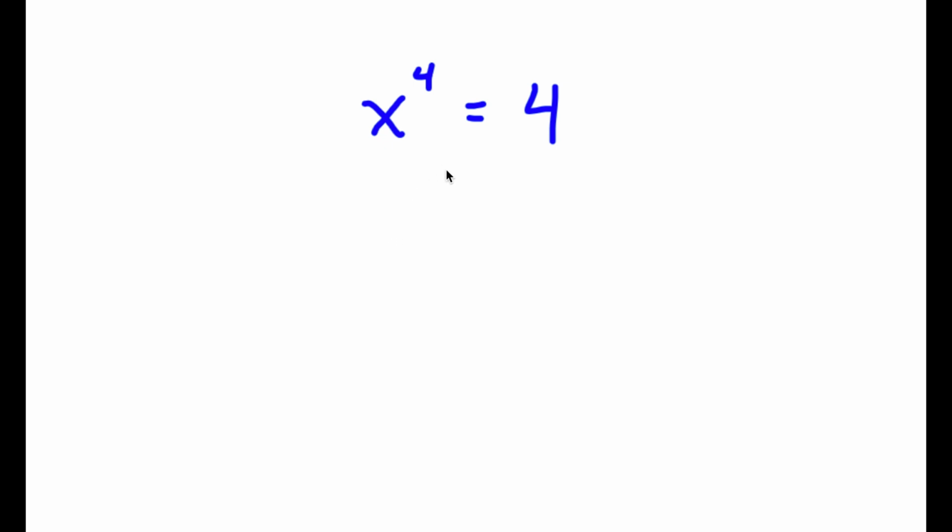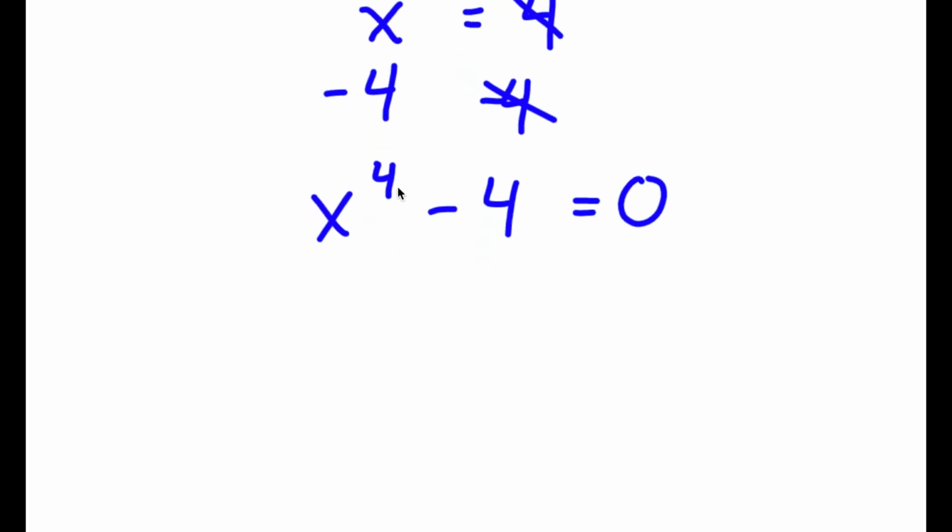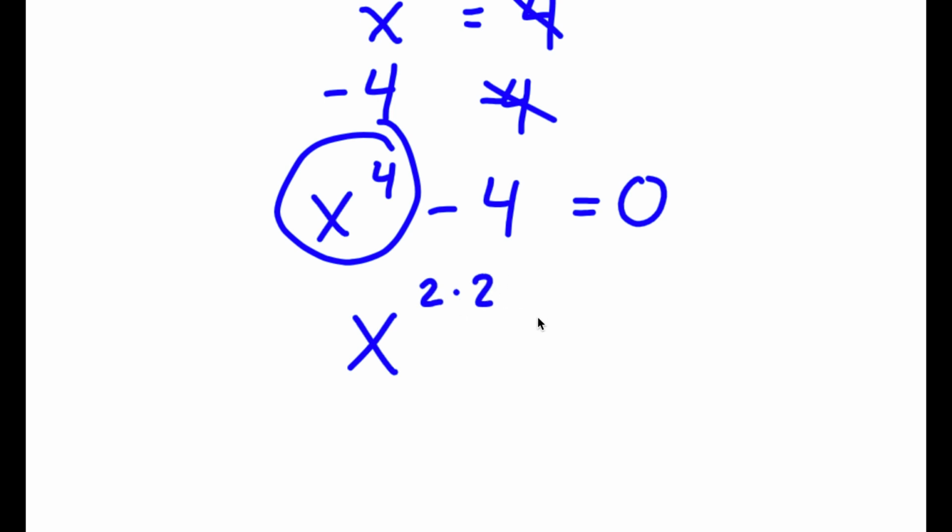All right, so in this problem, I have x to the power of 4 is equal to 4. So to solve this, I'm going to first start by subtracting 4 on both sides. So then these two cancel out, and now I have x to the power of 4 minus 4 is equal to 0. Now, I'm going to rewrite x to the power of 4 here as x to the power of 2 times 2. Now I have this minus 4, which is the same thing as 2 squared, is equal to 0.